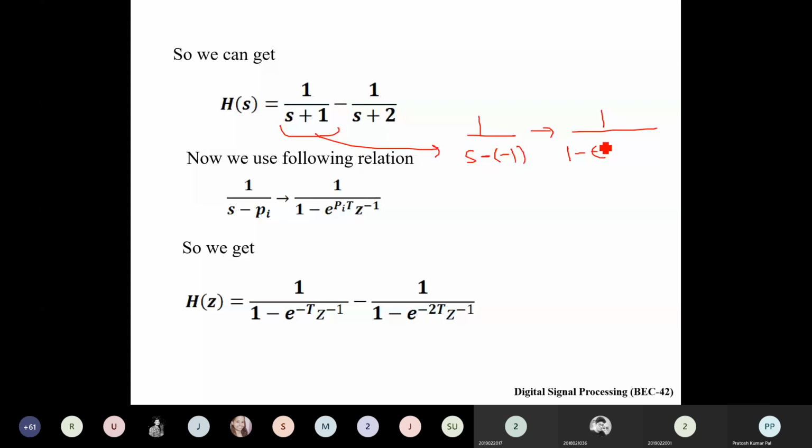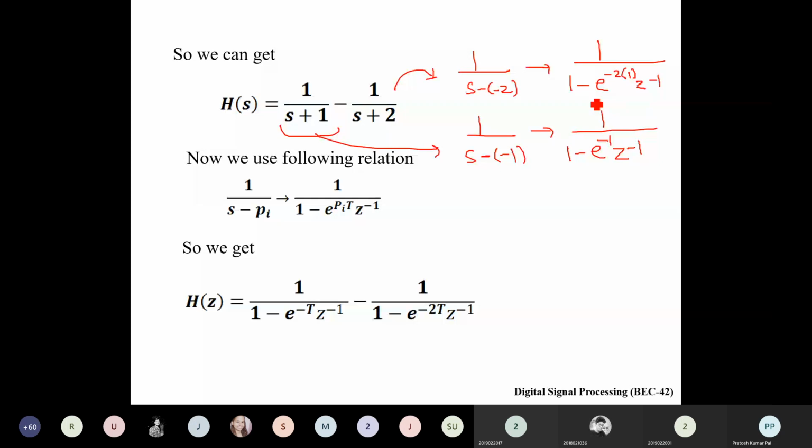Similarly, the second term will be written like 1 upon s minus 2. Okay, so we will be replacing it by 1 upon 1 minus e to the power pi t, where whenever pi is written, this pi is equal to minus 2, and t is given 1. Okay, and then z to the power minus 1. So this is how these two terms will be replaced. So after replacing, we will be getting this. The t value is 1, so we will be replacing it by 1.